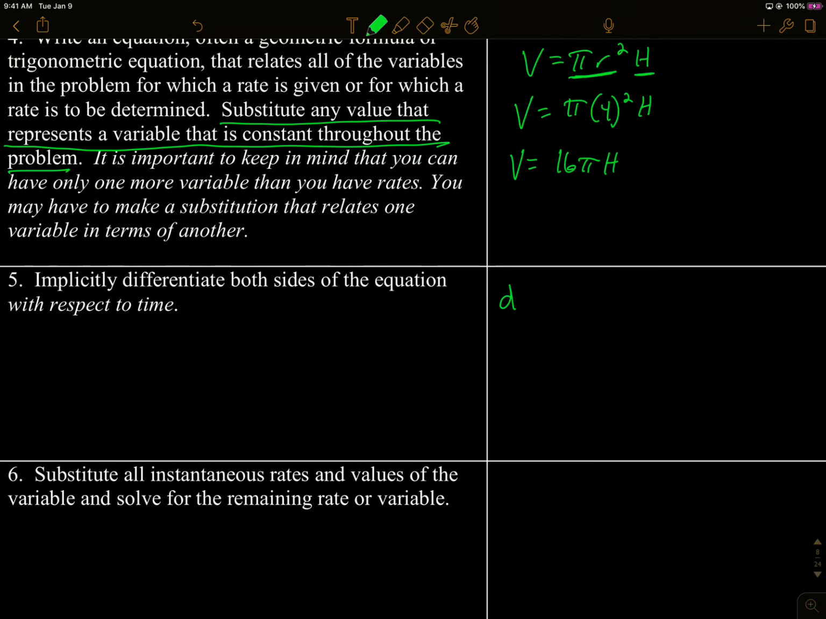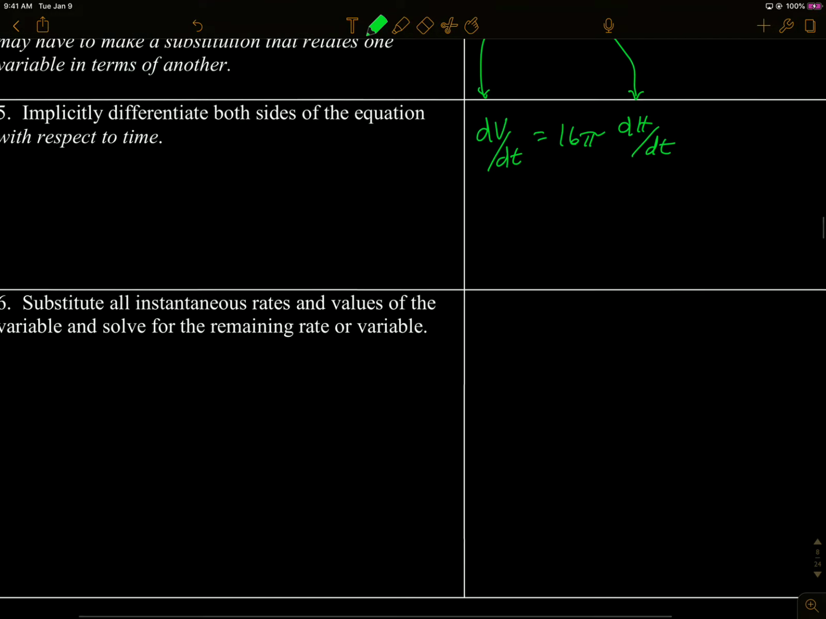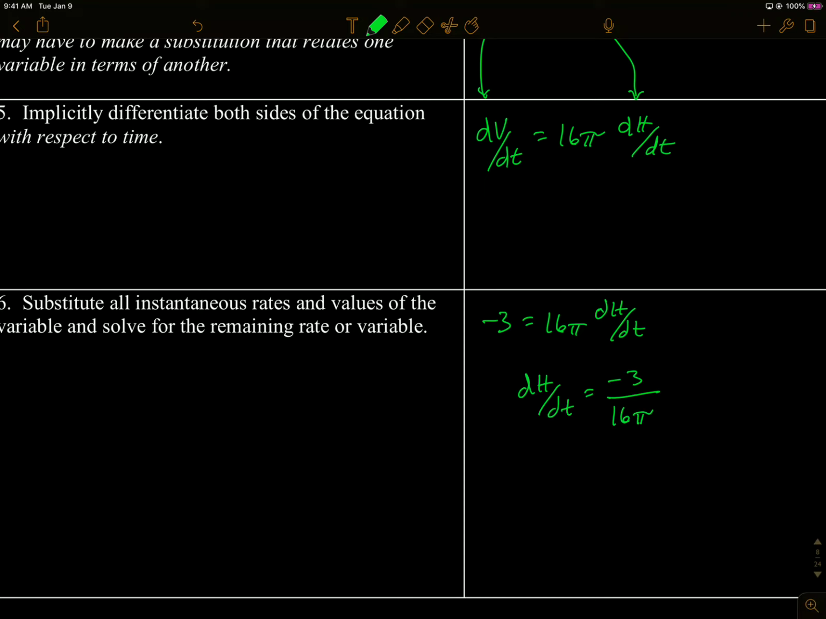Now we can take the derivative of that formula, and remember the only variable here now on the right side of the equal sign is H. So the derivative of V is dV/dt. The derivative of 16 pi H is just 16 pi, and then by chain rule we have times dH/dt. So now we're going to make our substitutions. So dV/dt was -3, and dH/dt we wanted to solve for. So when you solve that, dH/dt should work out to be -3 over 16 pi, and that's going to be in feet per second.